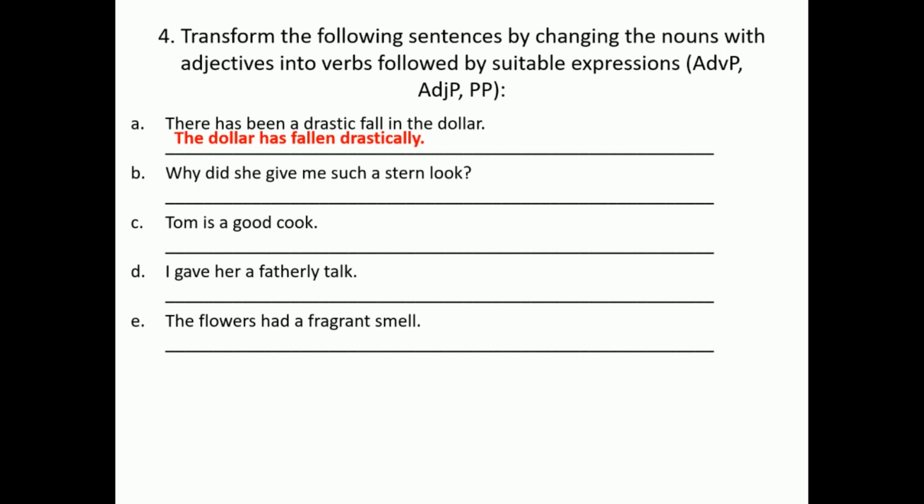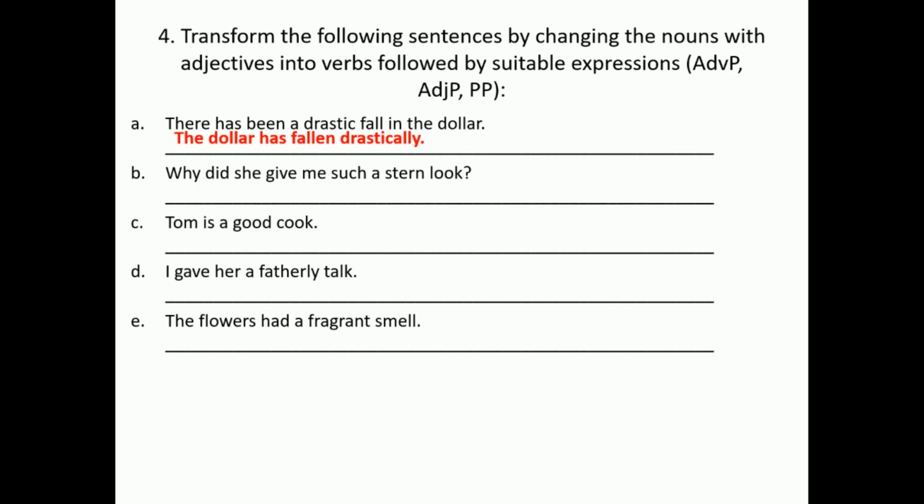And here in the instructions, you will have written that you are always supposed to use the adverb phrase or the adjective phrase. You will never use in a particular way unless there is no corresponding adjective or an adverb. So the instructions here were not complete, but I'm telling you, just read the instructions. It will tell you that, for example, here we will not give you a point if you write the dollar has fallen in a drastic manner.